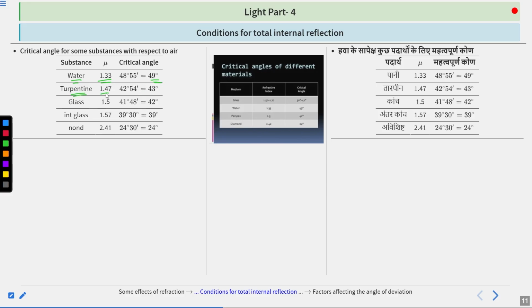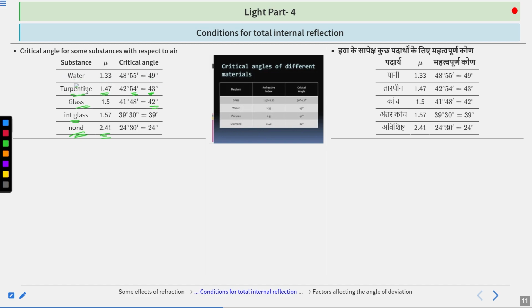Turpentine, 1.47, 42 degree 54 minutes, equals 43 degree. Glass, 1.5 mu, 41 degree 48 minutes, equals 42 degree. For flint glass, 1.57, critical angle will be 39 degree 30 minutes, equals 39 degree. For diamond, 2.41 mu, critical angle will be 24 degree 30 minutes, equals 24 degree.